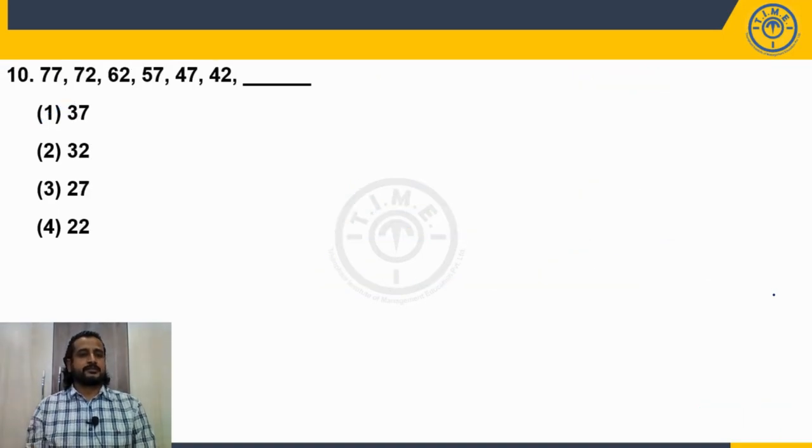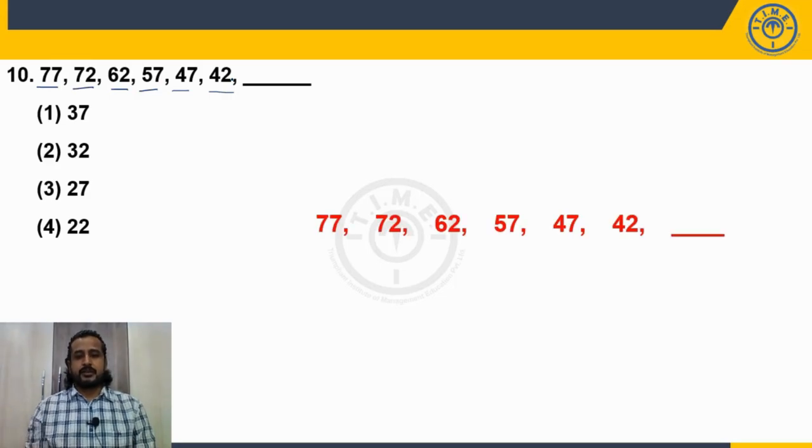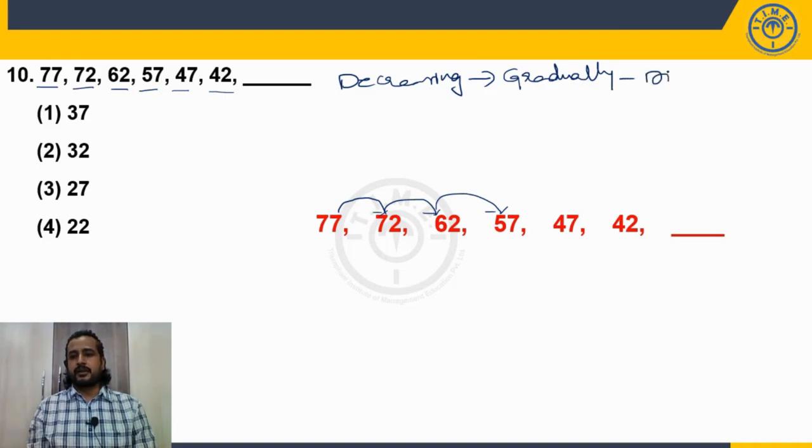See question number 10. 77, 72, 62, 57, 47, 42. Take a look at these numbers. The given series is in a decreasing pattern. Decreasing gradually or rapidly? 77 to 72, decreasing gradually. Again gradually. So what I can confirm is that it is decreasing gradually. If it is decreasing gradually, what is the logic that we are going to apply? Difference logic.